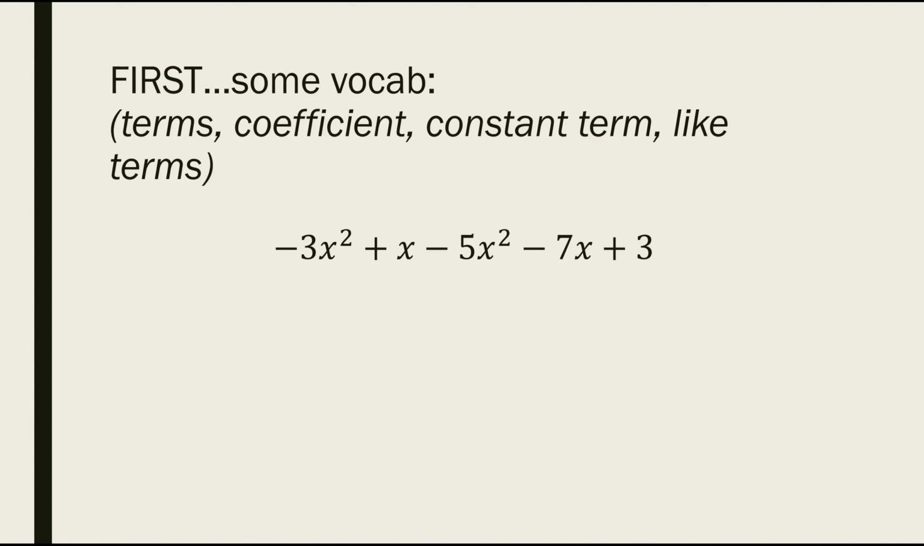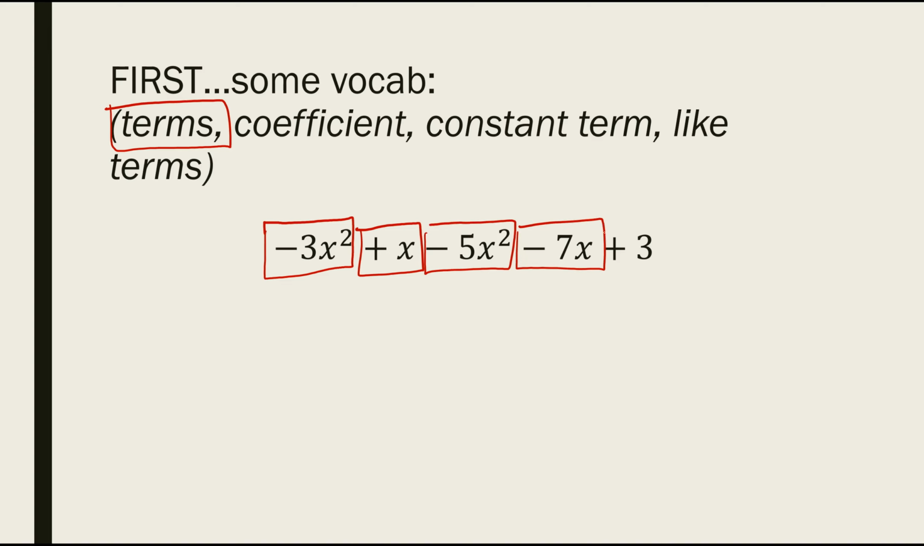So let's do some vocab. First of all, terms. Terms are separated by pluses or minuses. So this is a term, this is a term, this is a term, this is a term, and this is a term. See how I'm separating them with pluses and minuses? I think I'm going to do the terms in boxes just so that you can see. And I really like to think about the sign to the left of the term as that term's sign. So here are all of the terms.